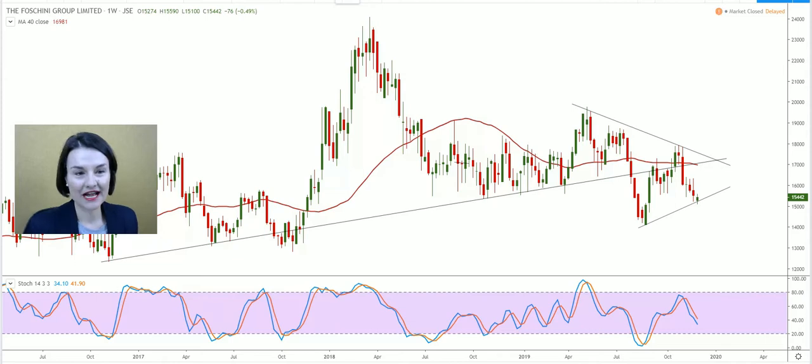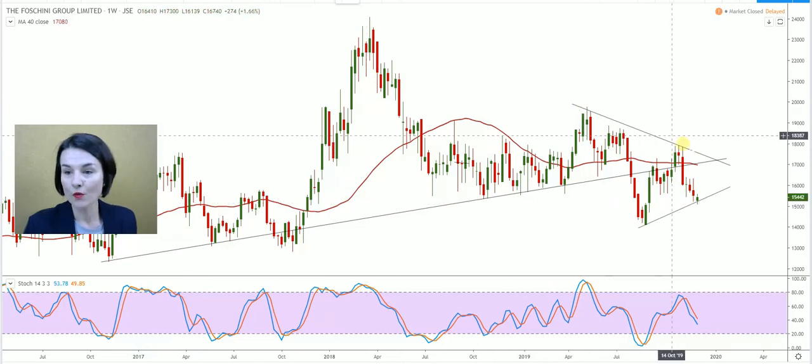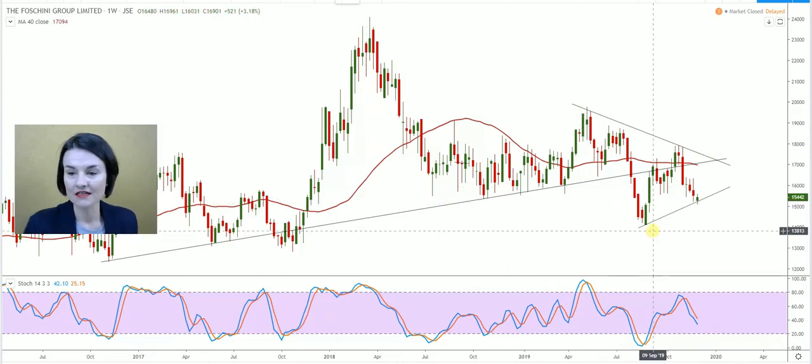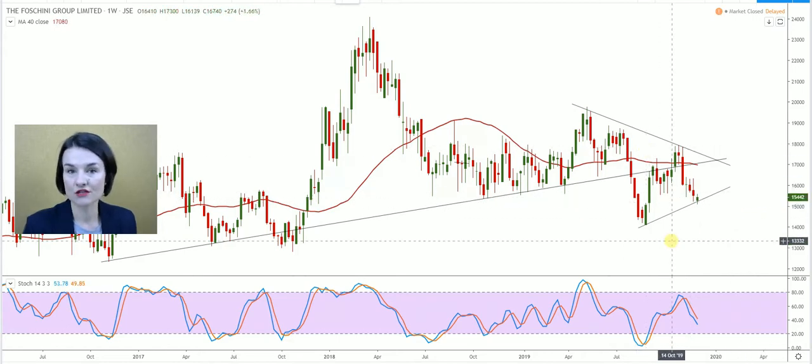Wesley wanted us to look at Foschini. Now, Wesley, there are two major patterns here in Foschini that we cannot ignore. The one is this symmetrical triangle, and that bottom trend line on the symmetrical triangle is not really a strong one. Why? Because my trend line only has two touching points.